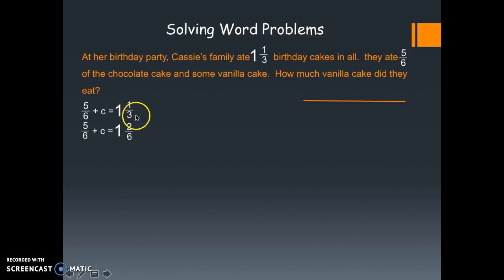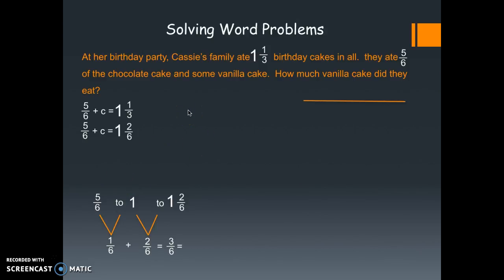So I'm going to turn my thirds into sixths so that these denominators match. So 3 times 2, 1 times 2. So I need to figure out now what that C is going to equal. So I could think of it this way. I could count up. So to get from 5/6 to 1 would require a sixth. And then to get from 1 to 1 2/6 would require an additional 2/6. So that would be a total of 3/6.